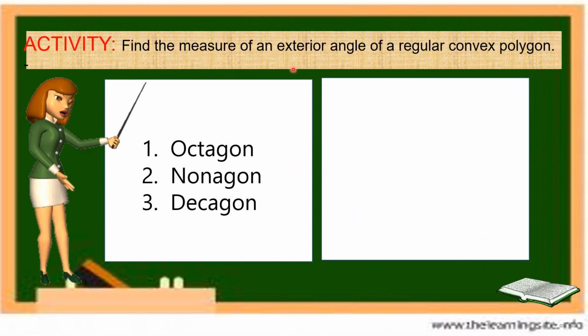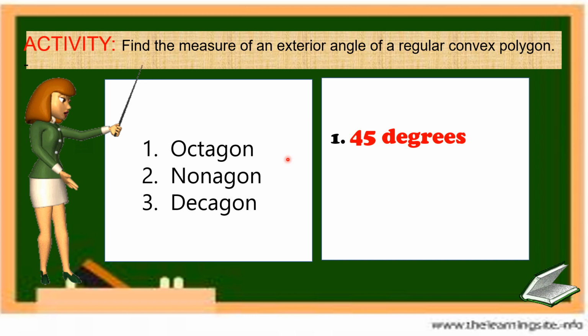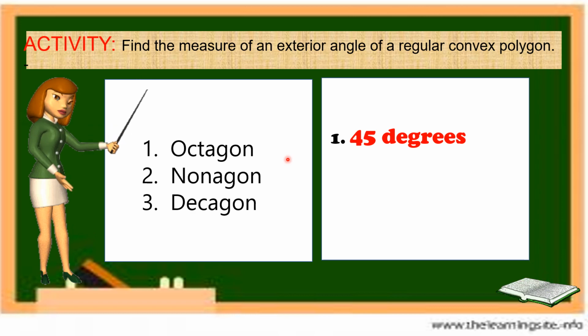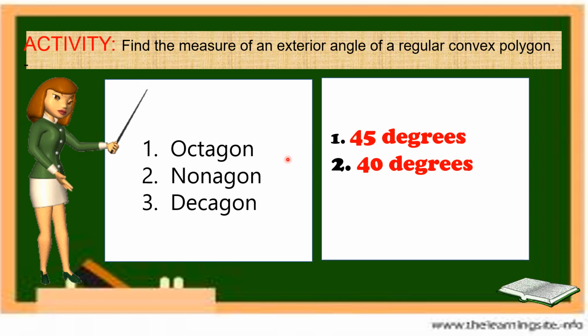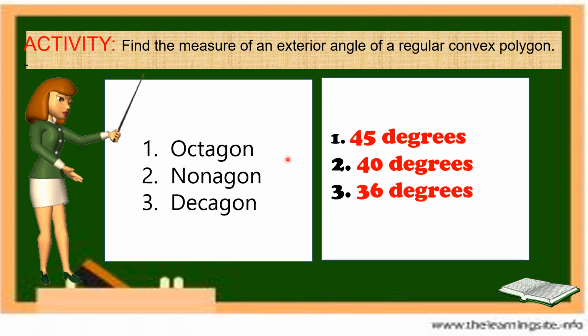Activity: find the measure of an exterior angle of a regular convex polygon. Everybody will answer the problem. I'm giving you time to answer the given problem. For number 1, what is the answer? 45 degrees. How about number 2? 40 degrees. And for the last number, 36 degrees. Very good, class.